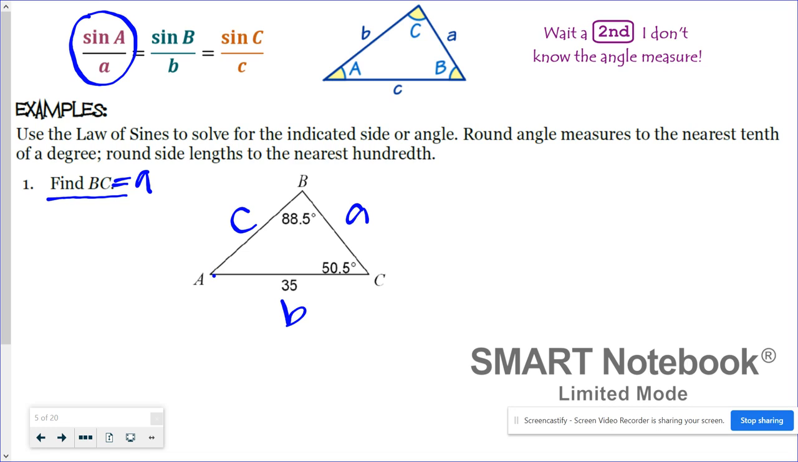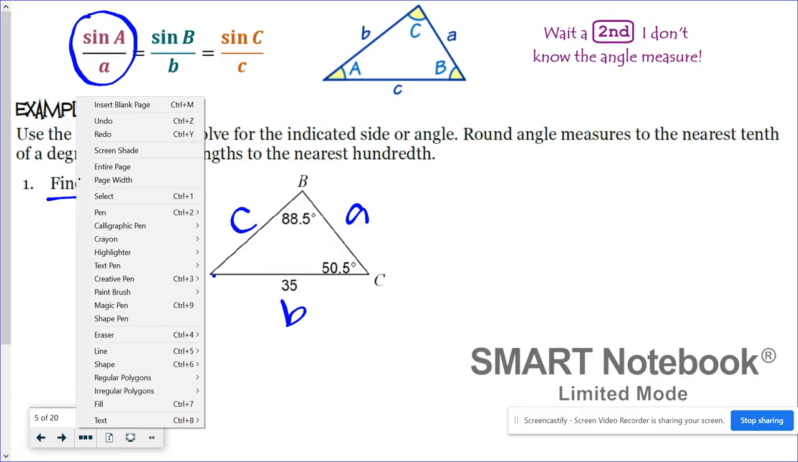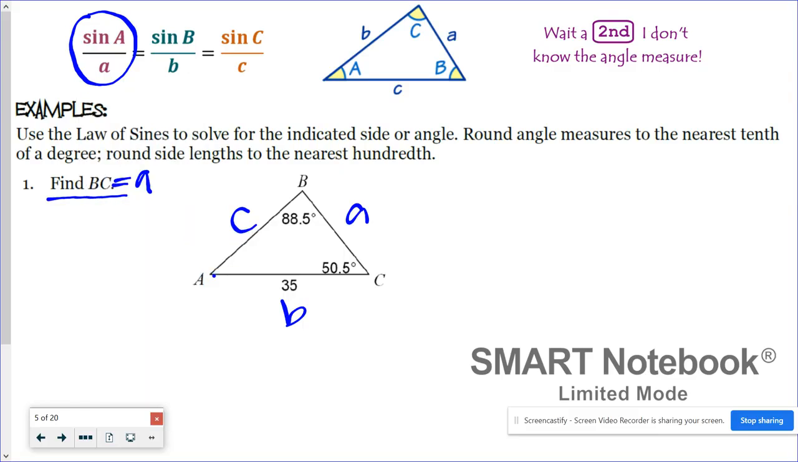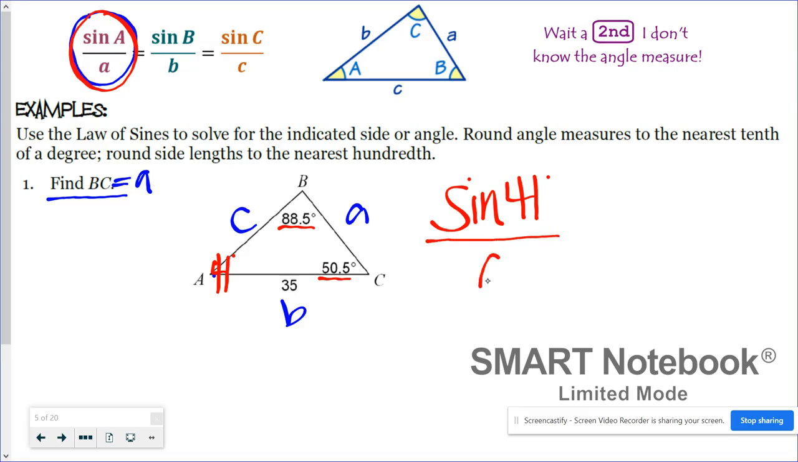What is the measure of angle A? Yeah, so they don't flat out give us the measure of angle A, but please, I hope you realize you can easily find it because you know angle B is 88.5 and you know that angle C is 50.5, sorry about that. So if you just subtract from 180, you'll get the measure of angle A. So 180 minus those two, we get that angle A is 41 degrees. Okay, so now I can write out this ratio. So I can be like sine angle A, which is 41 degrees, divided by side A.